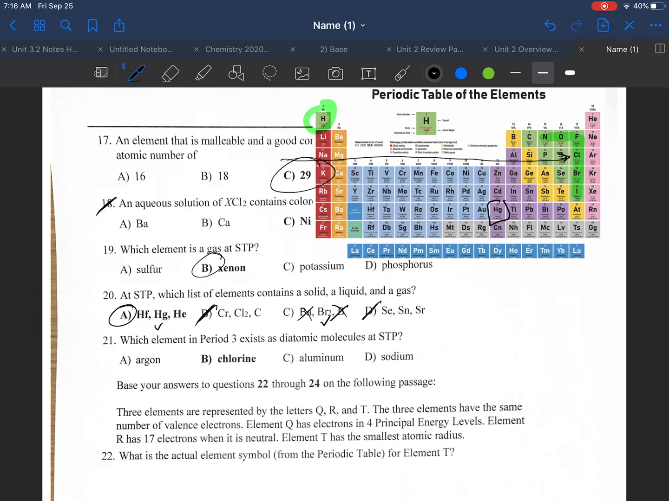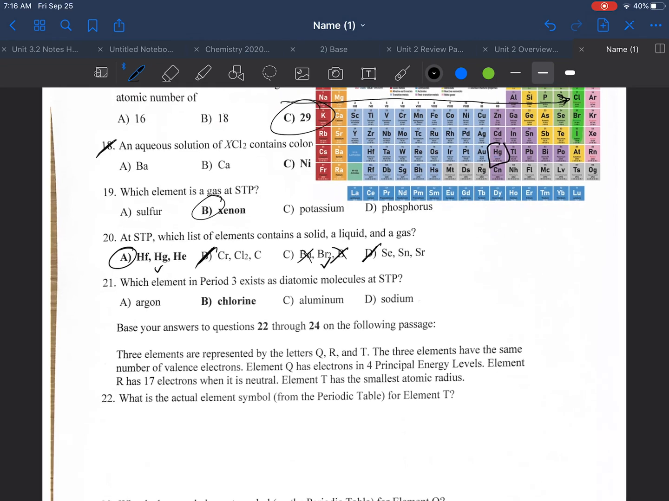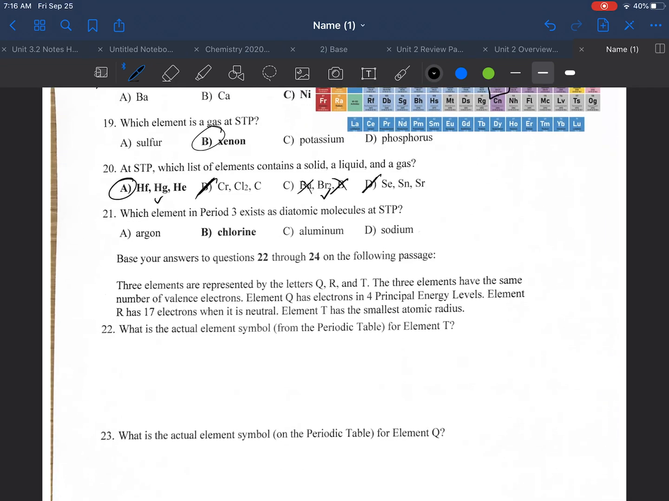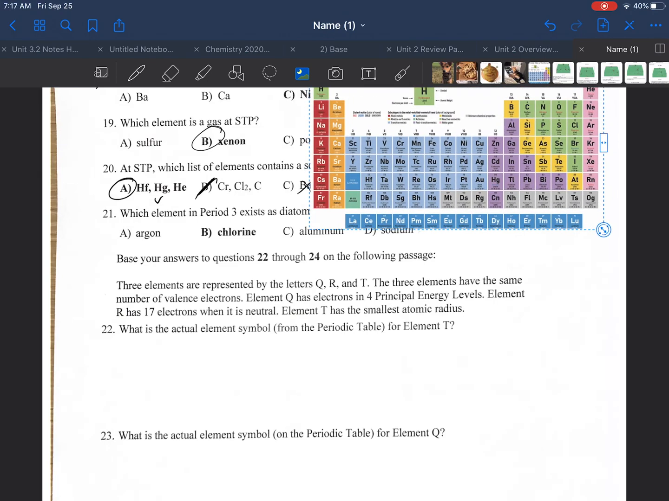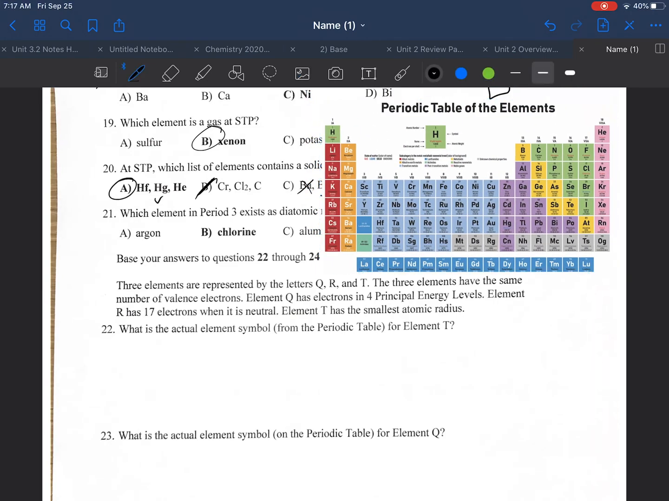All right, base your answers to questions 22 through 24 on the following passage. I'm going to bring this guy down here. Okay, and erase that. Three elements are represented by letters Q, R, and T. The three elements have the same number of valence electrons. Right there, that tells me they're in the same group. So I'm going to have some sort of element lineup as such.